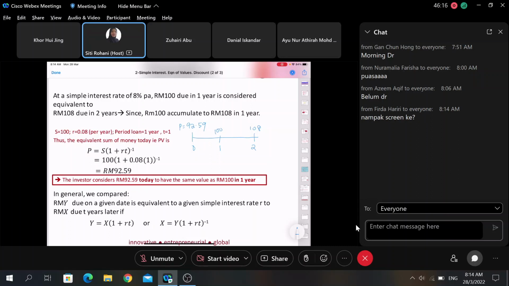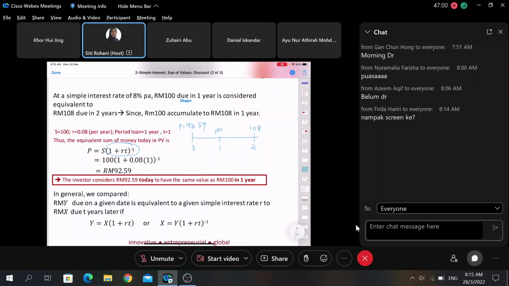Okay, so this 100 due in 1 year, that means this 100 is your future value. So RM108 due in 2 years, that means this 108 is the value at 2 years. So when you want to find the value of this 100 in the present value, which is at time 0, you have to multiply this 100 with the present value factor, which is 1 plus RT to the power of -1.